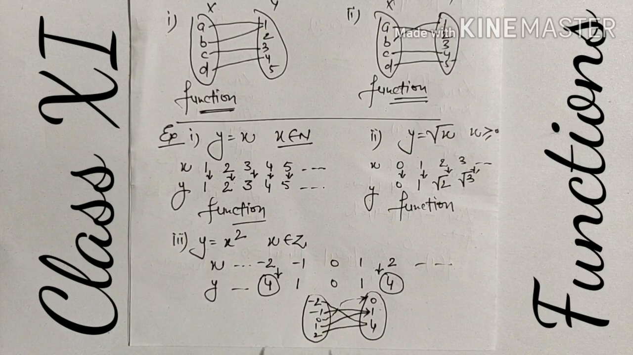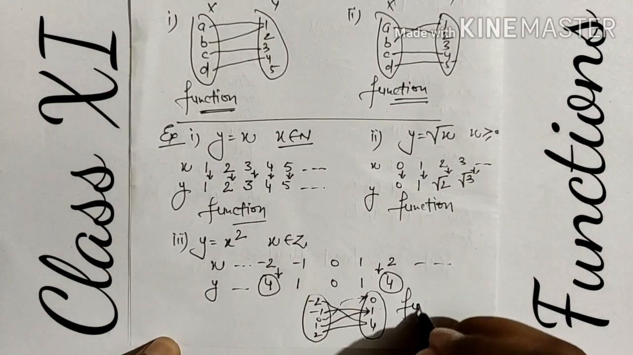If you see here, minus 2 has a single image 4. 2 is also having a single image 4. Same, minus 1 has a single image 1 and plus 1 has a single image 1. 0 has a single image 0. So it is known as a function.